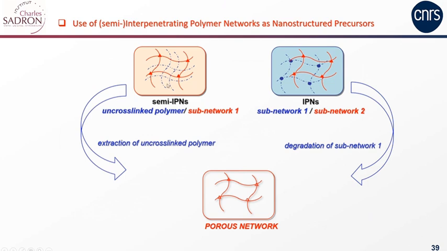So the idea is, if you start from semi-IPNs, if you do an extraction, so a physical washing, you will remove the uncross-linked polymer and you will end up with a porous network. And if you start by an IPN, you need to degrade selectively one subnetwork. So in this case, by a chemical reaction. So you will degrade the blue subnetwork and you will generate the red porous network.